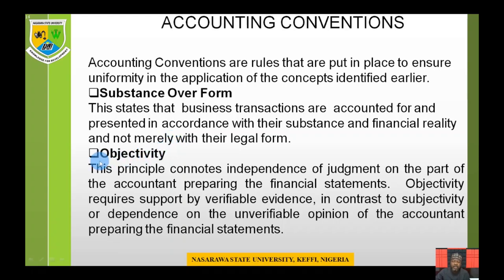The next convention is objectivity. This principle connotes independence of judgment on the part of the accountant preparing the financial statements. Recall that the nature of accounting is to provide information to various users for decision making. So this convention is saying that, as an accountant, while preparing financial statements to be made available to various users, you are expected to exercise independence of judgment. Objectivity here requires that whatever you are presenting should be supported by verifiable evidence, as against subjectivity or dependence on unverifiable opinion of the accountant preparing the financial statements.